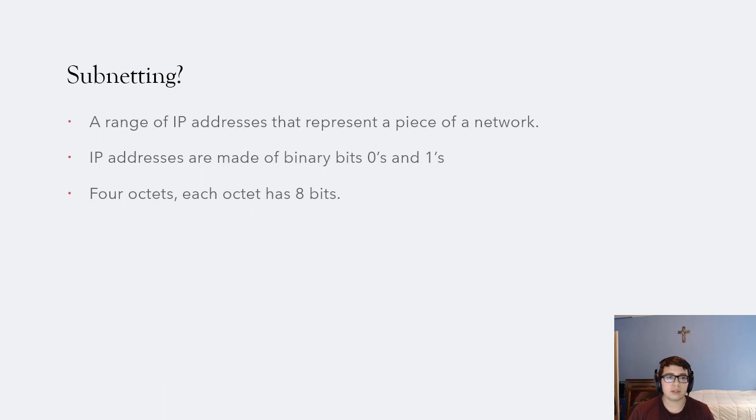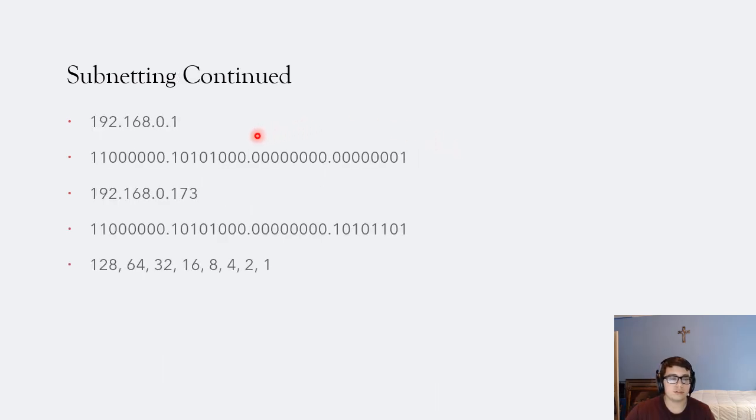So what is subnetting? A range of IP addresses that represent a piece of a network. IP addresses are made of binary bits, zeros and ones. And in each IP address there are 4 octets, and each octet consists of 8 bits. Let's take a look at the IP address 192.168.0.1.